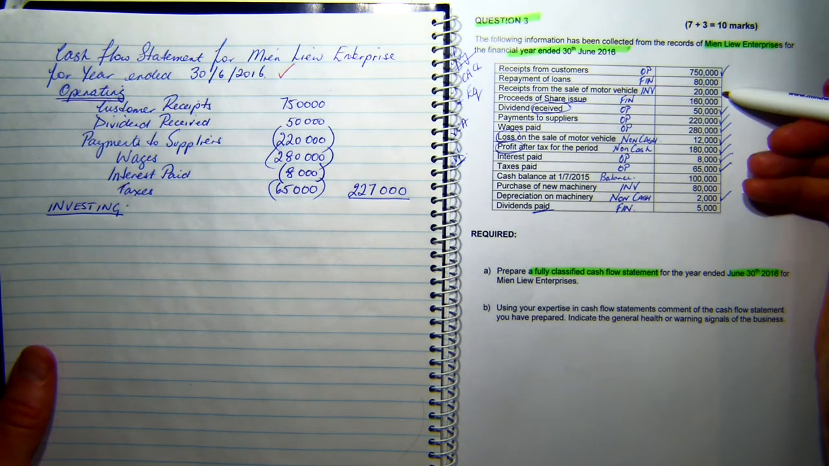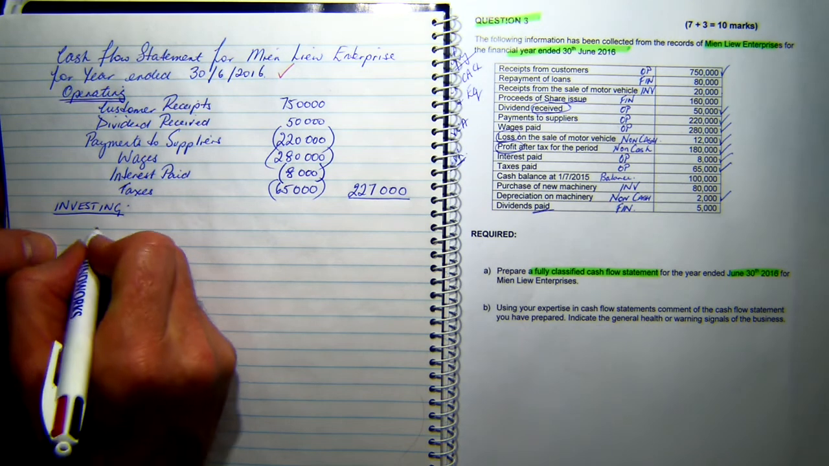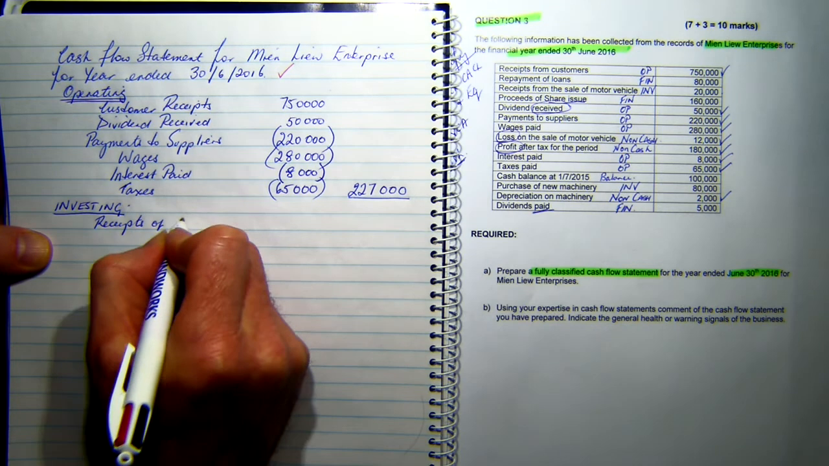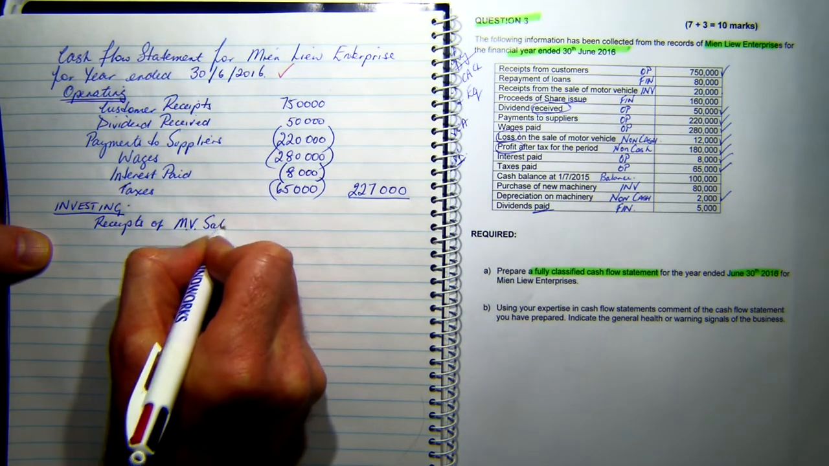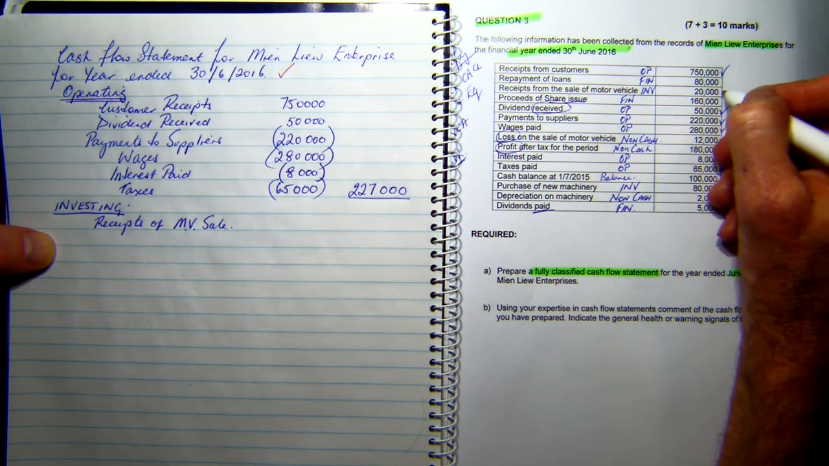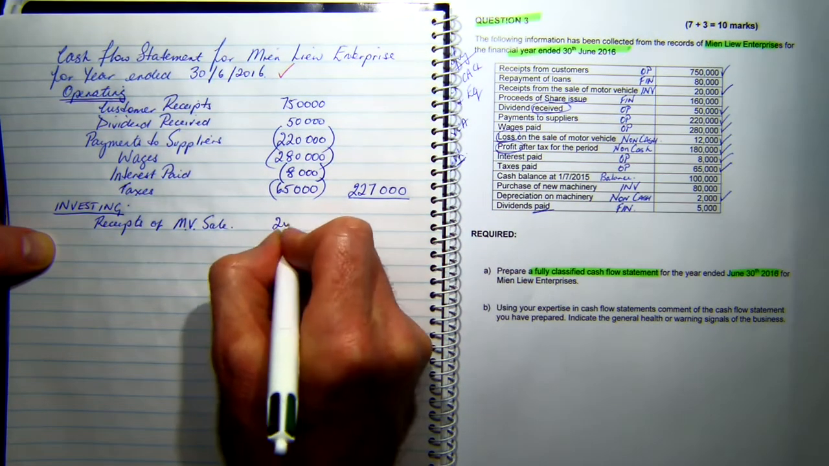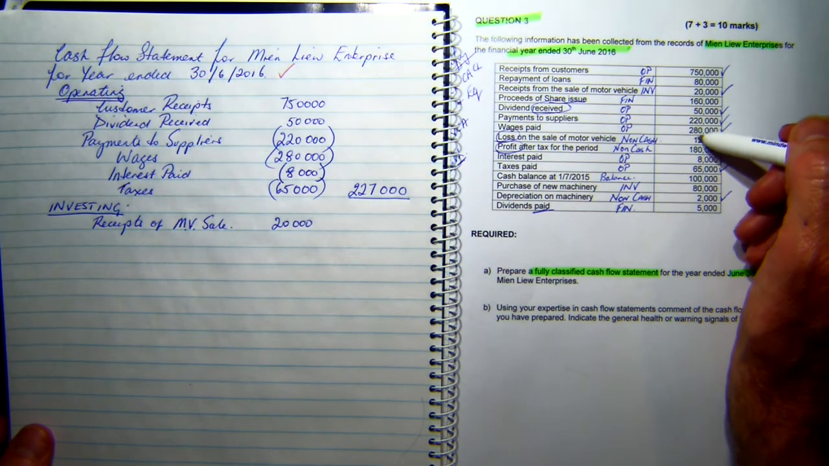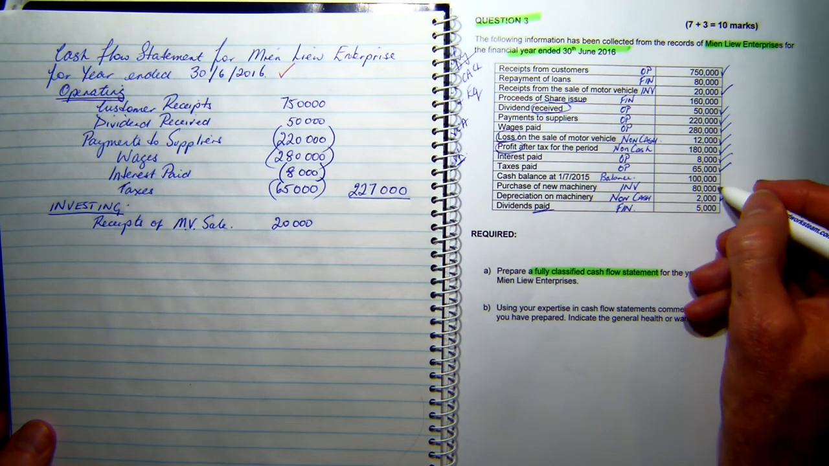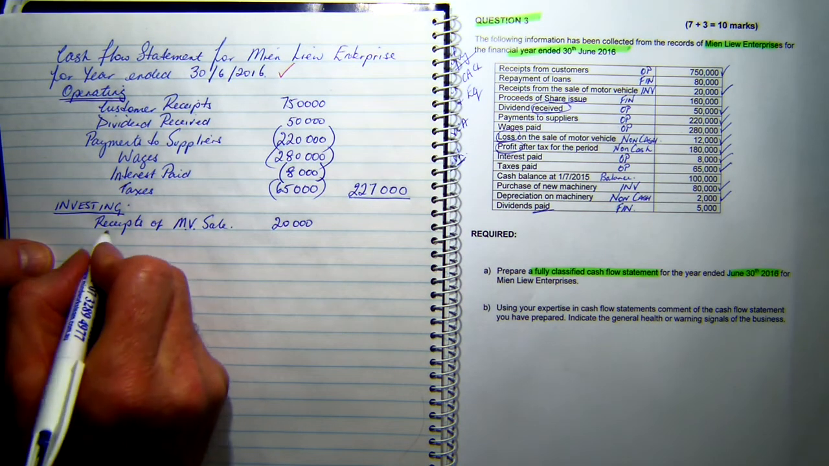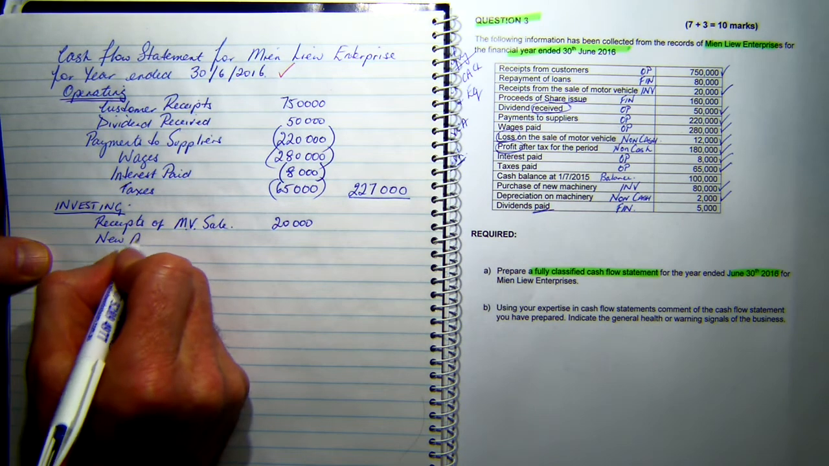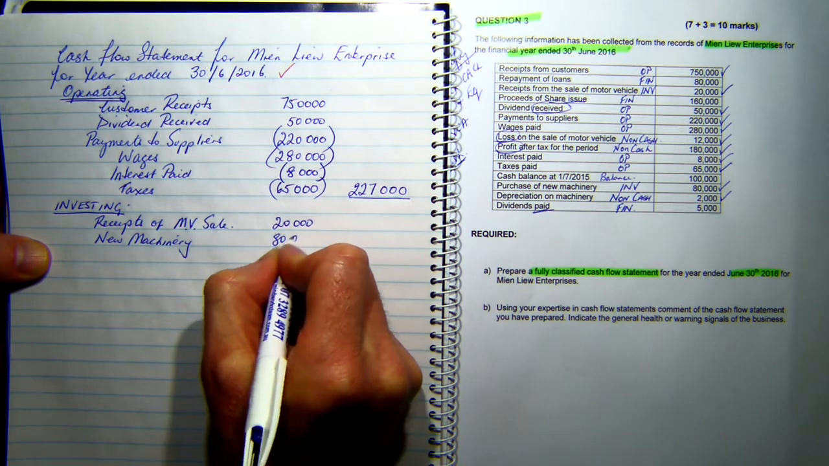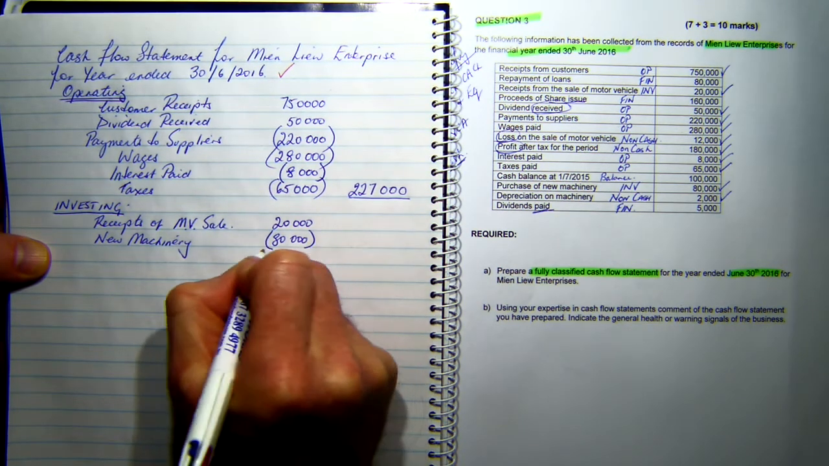Now my first investing activity is the sale of motor vehicle. Receipts of motor vehicle sale. And how much do I receive? 20,000, so that's an inflow. Do I have any others? I've got purchase of new machinery down here of 80,000. So new machinery is 80,000, and obviously a new machine will be a cash outflow.